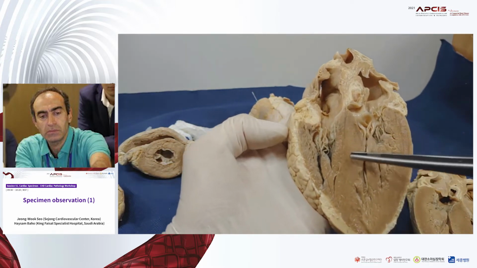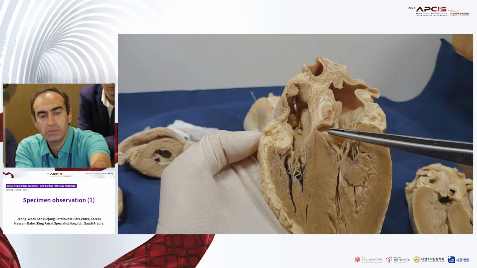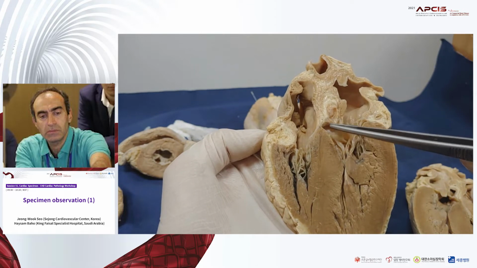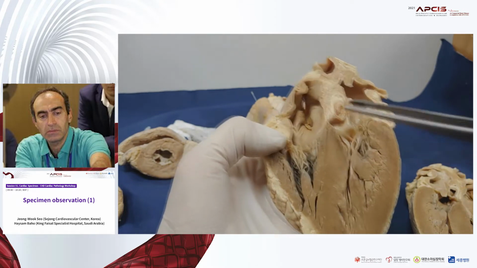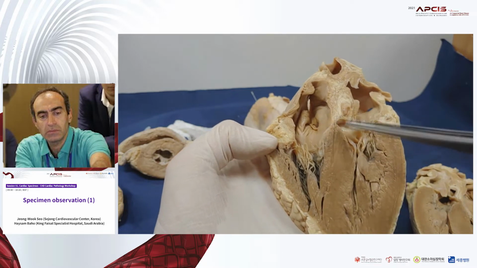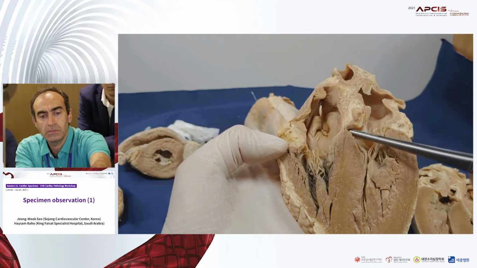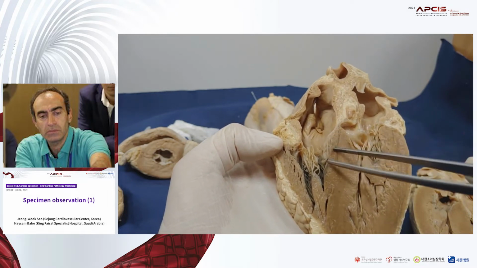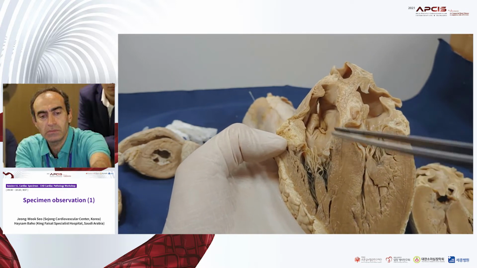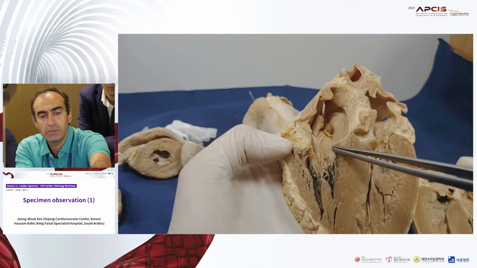Now, this is the interventricular septum. And if we look here, this part of the septum separates the left ventricle right underneath the aorta to the right atrium. So this part of the septum separates the right atrium and the left ventricle. So it's called the membranous atrioventricular septum.